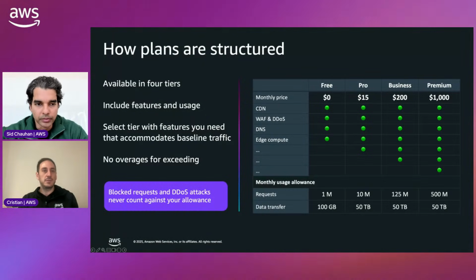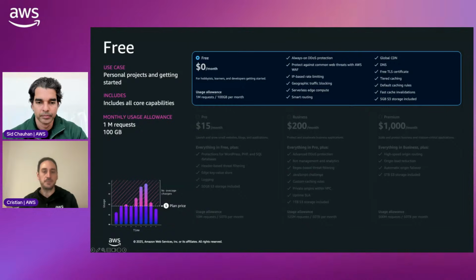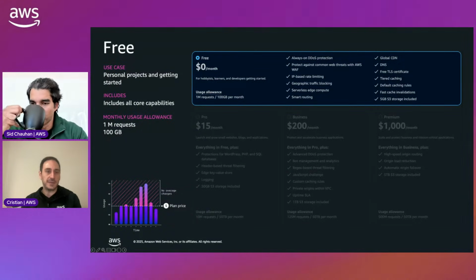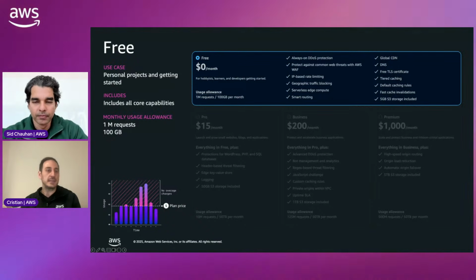Okay, and that's actually a good transition question, because I'm going to start walking you all through the different tiers, and we'll look at what's included in each, the different features, and when you would use them. So we'll go through each of the tiers. We'll start with the free tier, which is of course popular. This is a great place to start for personal projects and getting started.